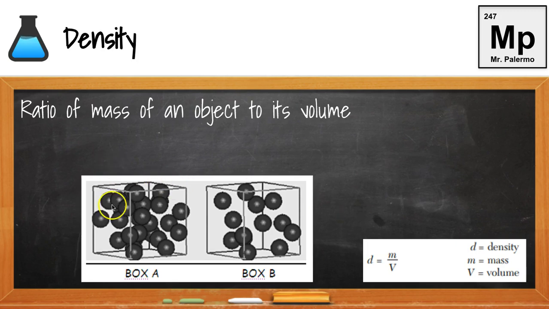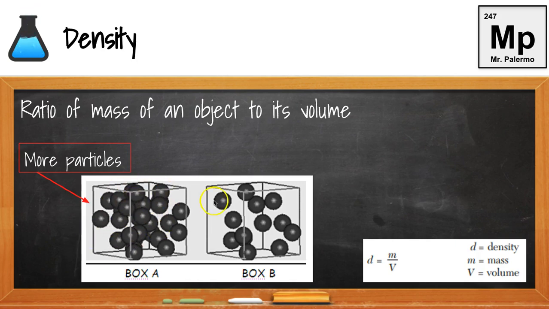So if you look at these two boxes here, they are the same size boxes, so they have the same volume. And let's assume that these circles represent our atoms or particles, and they're the same. So let's just say this is sulfur and this is sulfur. So what's the difference? Well, I have more particles in this space.